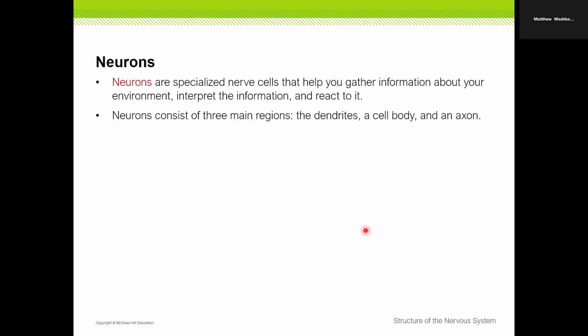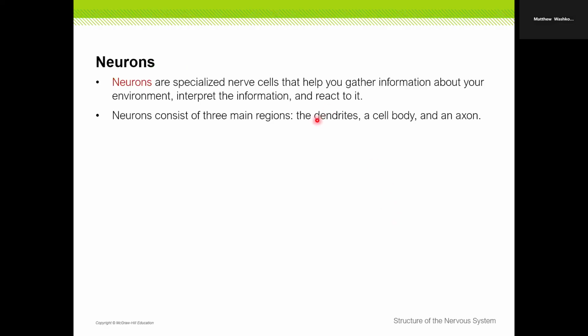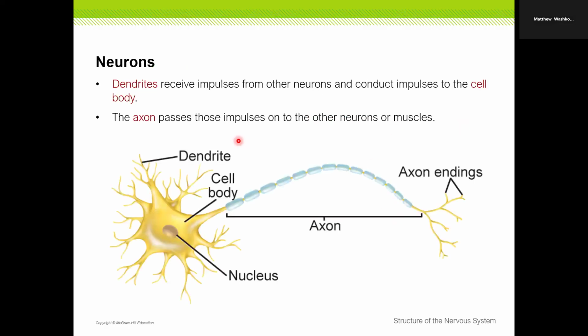Okay, so what are neurons? Now, these are specialized nerve cells. They're split up into 3 different regions, right? So you can see here we have our cell body, which is composed of a couple things. We have dendrites, it has a nucleus in it. We have an axon, and then we have axon endings. So dendrites, cell body, axon. These dendrites here, kind of like spider webs, those are what get those impulses.